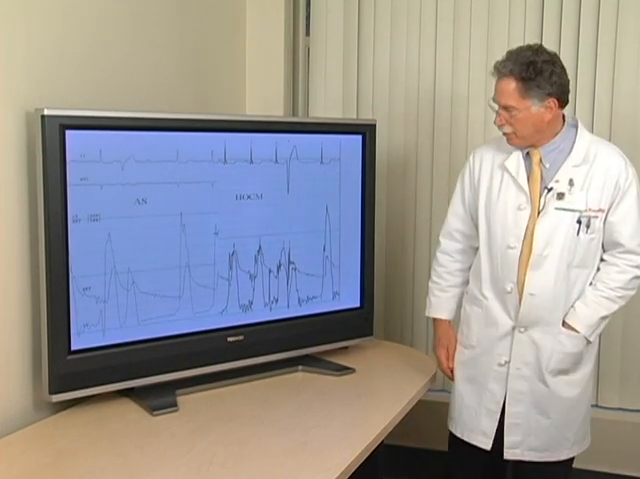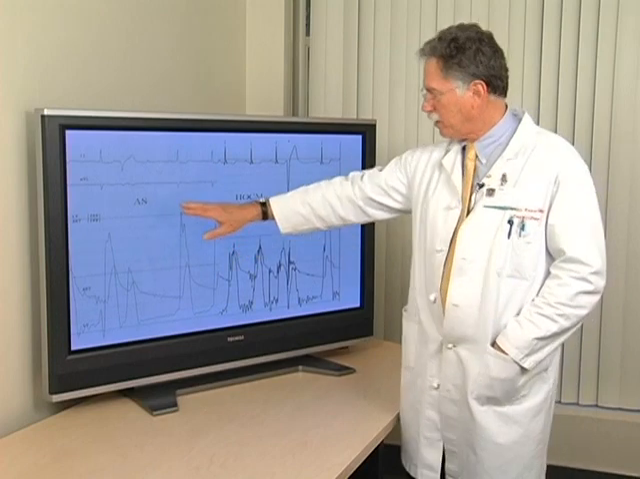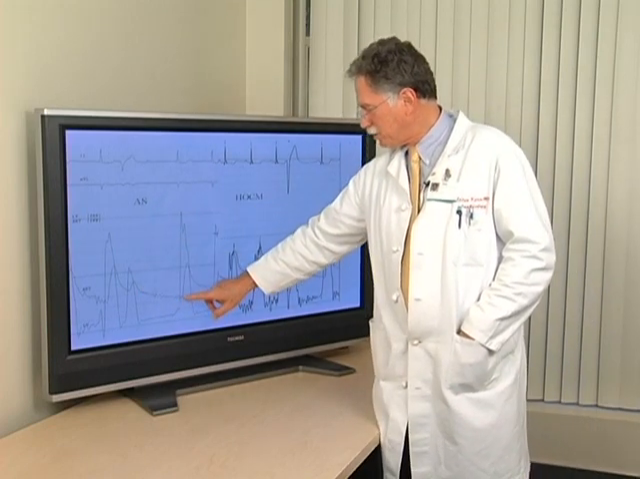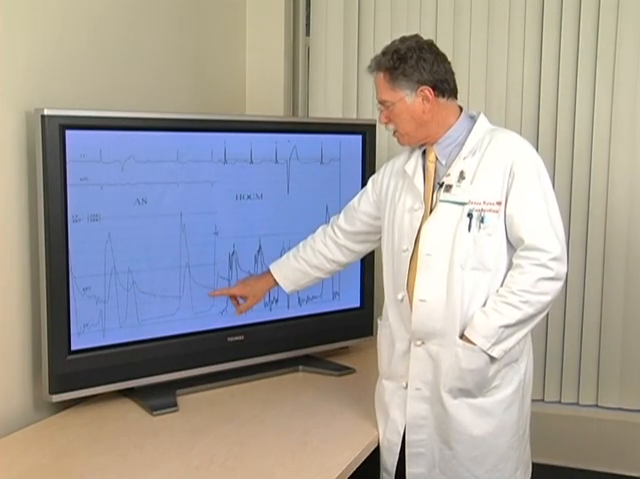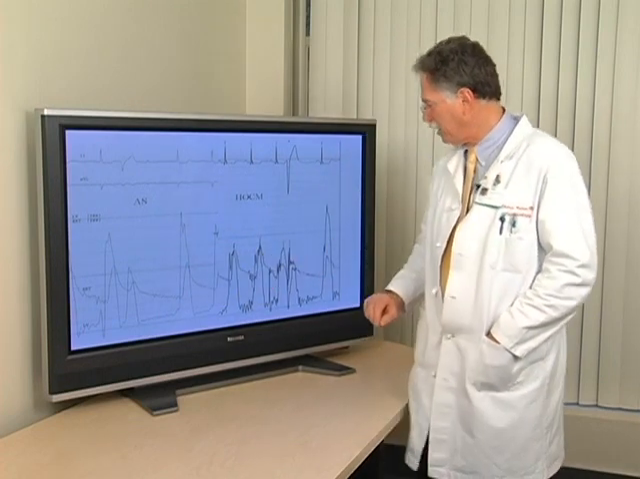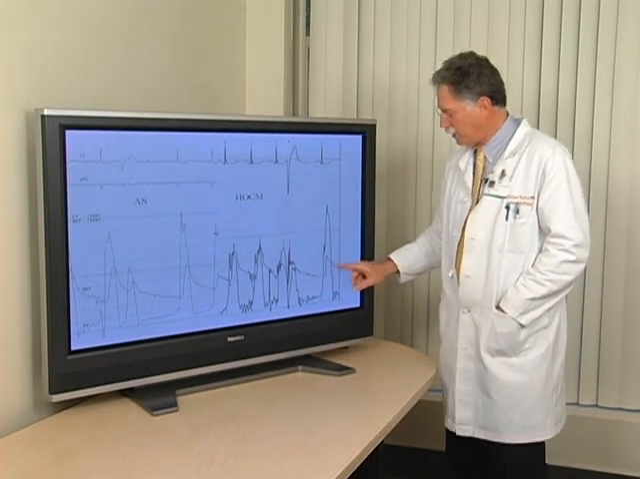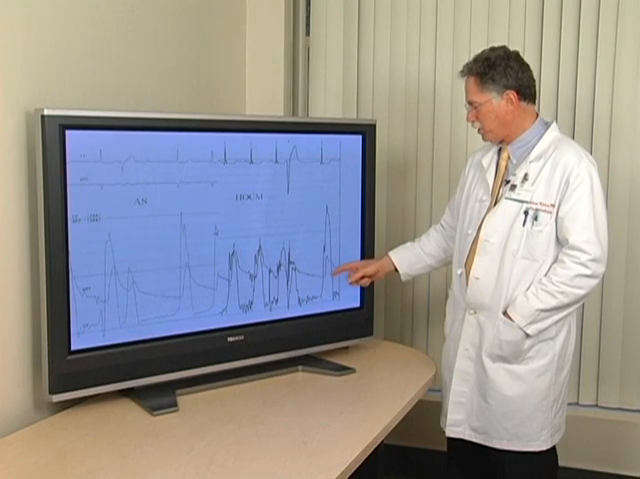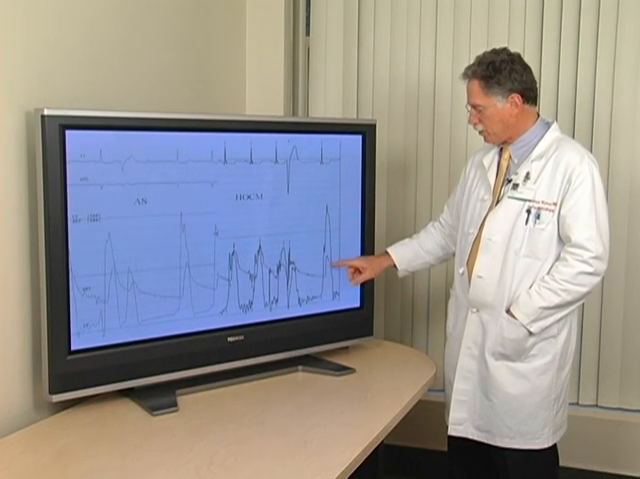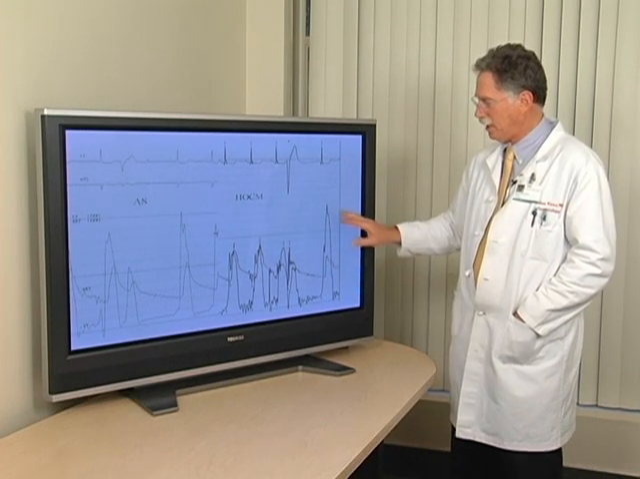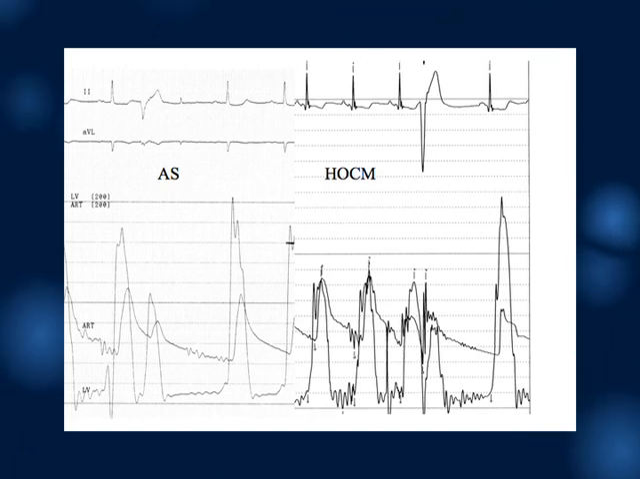Here is another example. Here is aortic stenosis with the post-PVC beat showing delayed upstroke, no change in configuration, and wide pulse pressure, and the post-PVC HOCM beat showing narrow pulse pressure, rapid upstroke, and the spike and dome configuration. I think it's easy to distinguish between these two conditions and will be part of the examination that our trainees go through.